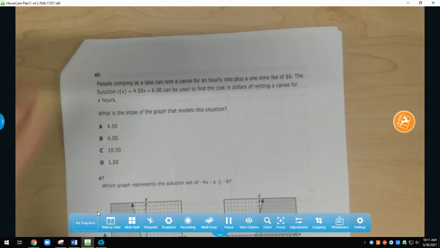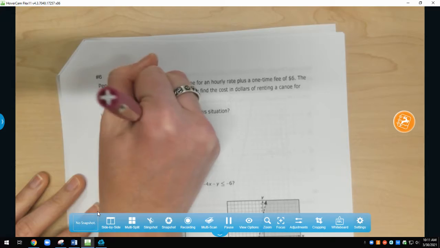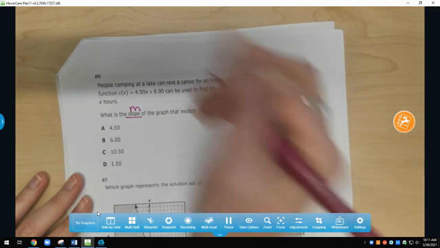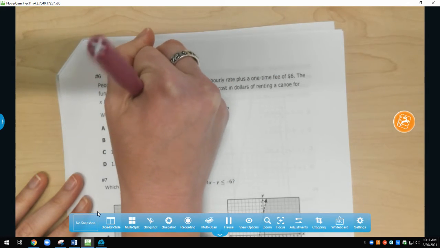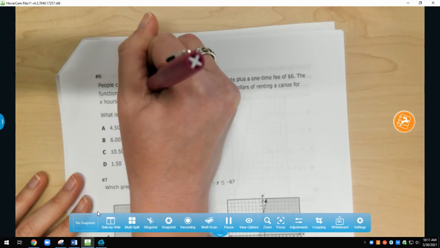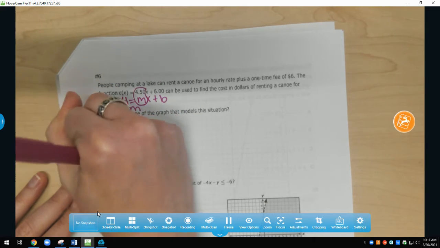Okay, people camping at a lake can rent a canoe for an hourly rate plus a one-time fee of $6. The function c of x equals 450x plus 6 can be used to find the cost in dollars of renting a canoe for x hours. What is the slope of the graph? So slope is our m. Okay, so we have, remember, c of x can be the same as y equals mx plus b. So the m is 450, so our slope is 450.